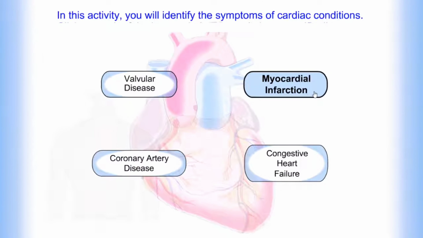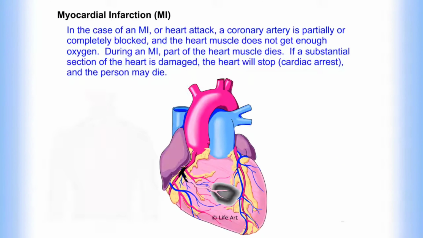Myocardial infarction. In the case of an MI or heart attack, a coronary artery is partially or completely blocked, and the heart muscle does not get enough oxygen. During an MI, part of the heart muscle dies. If a substantial section of the heart is damaged, the heart will stop, and the person may die. Here is the area of necrosis or infarction.